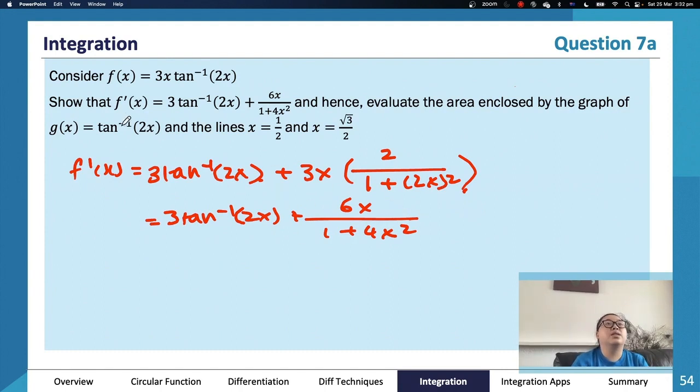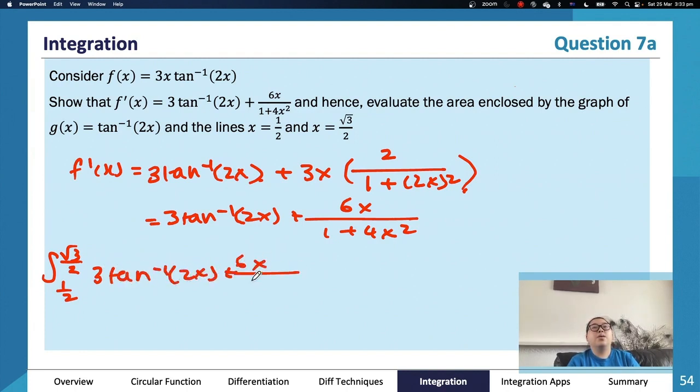Cool. All right, so then we want to evaluate the area enclosed by this graph and the lines like this. So we already know that this is the inverse function of the derivative that we're working with. So straight away we can say root 3 over 2 to 1/2 of this, 3 tan inverse 2x plus 6x over 1 plus 4x squared dx, is going to be equivalent to 3x tan inverse 2x.